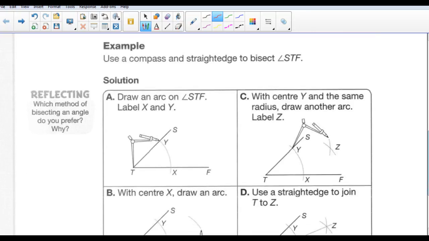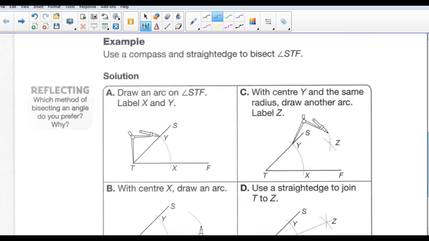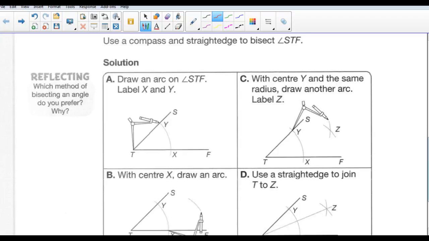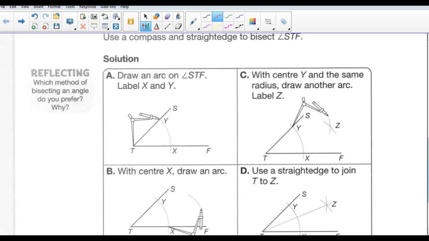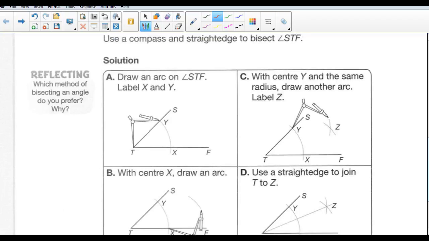But there is another way I find a little bit more fun, and that's using a compass. Okay, so it's really hard for me to show you how to bisect an angle, but there are 4 great diagrams here that can show you how if you follow them very closely using a compass. So supposing we have an angle, let's call it STF. Here's our angle right here. Okay, STF. We don't know what angle this is.